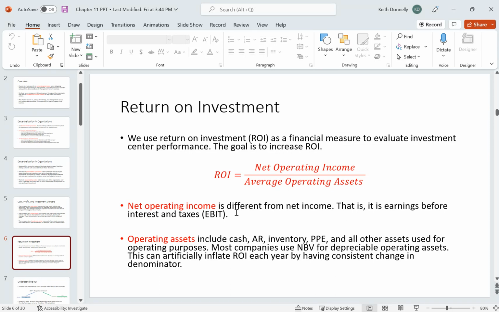And as I have here, most companies use net book value for depreciable operating assets. The idea with this is it can artificially inflate ROI each year by having a consistent change in the denominator. In other words, because we're consistently changing the carrying value of the fixed asset, every year we're depreciating it, and we're making the operating assets change every year by virtue of the depreciation. Lower the amount, change the ROI. The problem with that is we artificially inflate it. Because it changes each year due to depreciation, the ROI is going to change. So just be aware of that, because we use net book value.